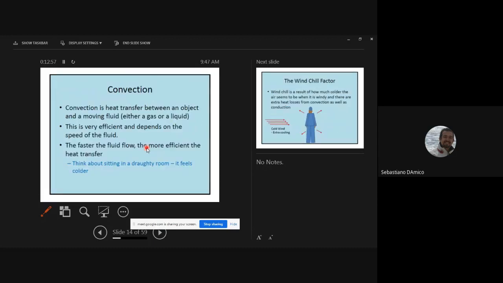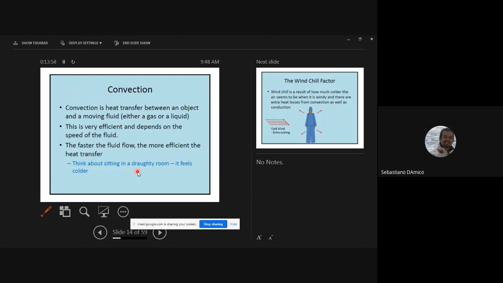Okay, the second mechanism that we need to take into account when we talk about heat transfer is convection. Convection is heat transfer between objects and moving fluids, either a gas or a liquid. Again, with fluid, we consider both gases and liquids, okay? This could be very efficient in some cases, and we will see some examples in which it is an efficient cooling system, and a few applications of efficiency with respect to the flow of air, okay?